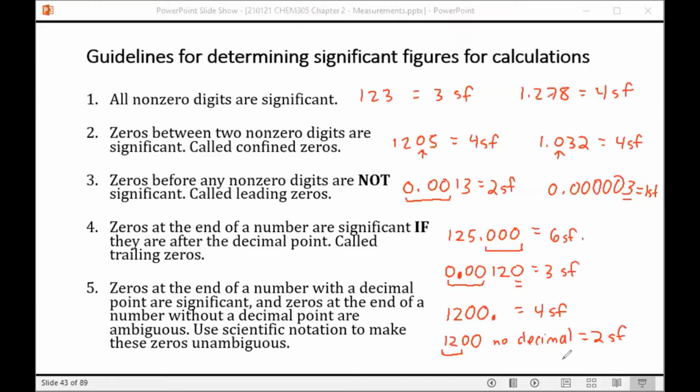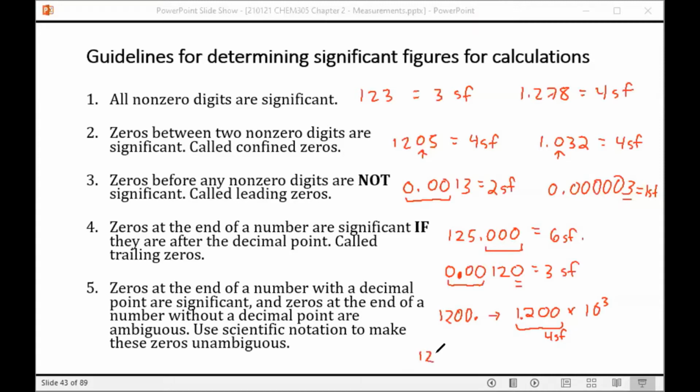And so writing these types of numbers in scientific notation takes a lot of the guesswork out of it. So if we wrote our first number in scientific notation, 1200 with a decimal point, it'd be 1.200 times 10 to the third. And you can see that we have 4 sig figs because there's 4 digits in the scientific notation.